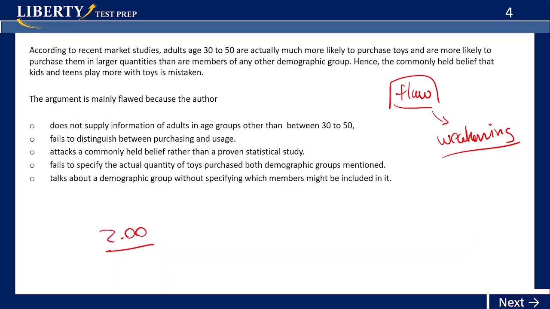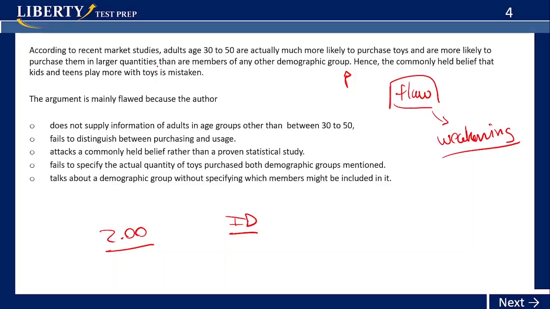What they want you to do is to identify the flaw in reasoning. What mistake is the author making in this argument? So it's a little different. They don't want you to provide new information that would destroy the argument. They want you just to point out what mistake was made in this argument. So let's read the argument.